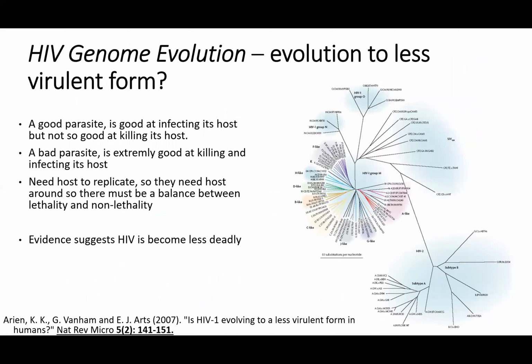That being said, there is some evidence to suggest that HIV might be evolving to be a less virulent form. And so remember, all viruses are parasitic. A good parasite is good at infecting its host, but not so good at killing its host. Because remember, a virus needs its host to survive. And so if a virus is too good at killing its host, it will essentially deplete its population, so it will no longer be able to spread effectively between hosts. So it needs to strike a balance between how effective it is at killing the host and how effective it is at keeping the host alive.